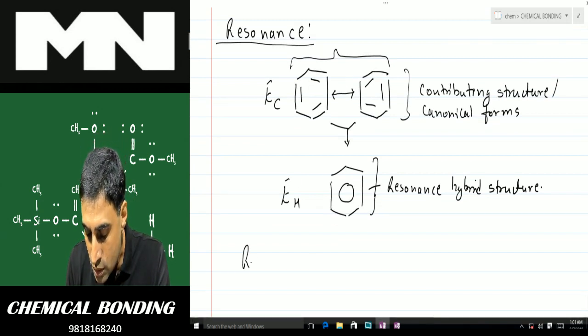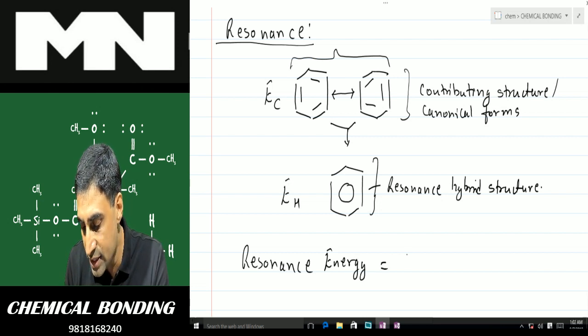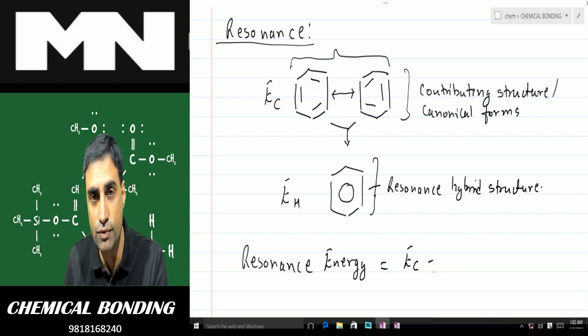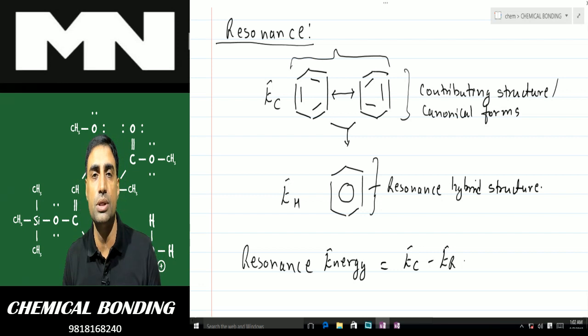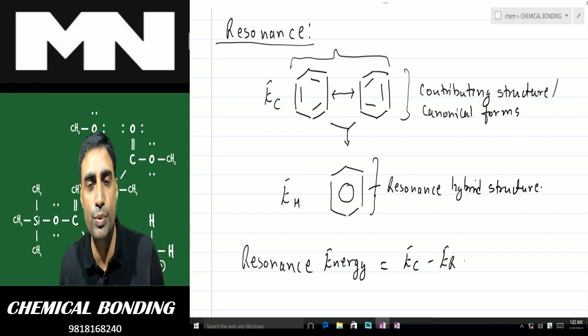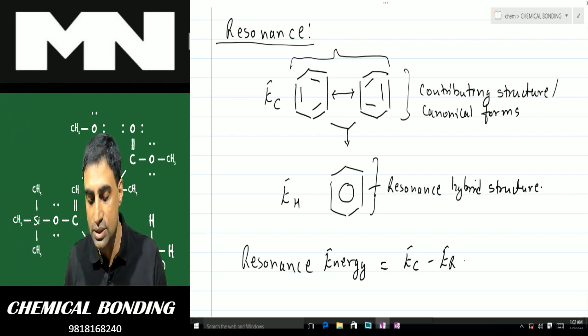So I can say resonance energy is always the difference of the energy of the contributing structure and the energy of the resonance hybrid structure. So the difference of energy between the resonance hybrid and one of the contributing structures is known as resonance energy.